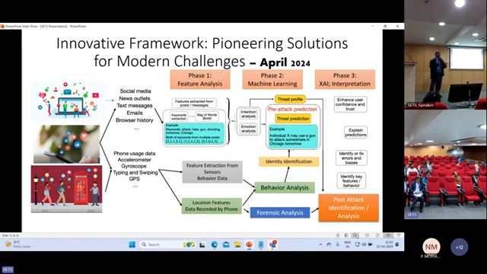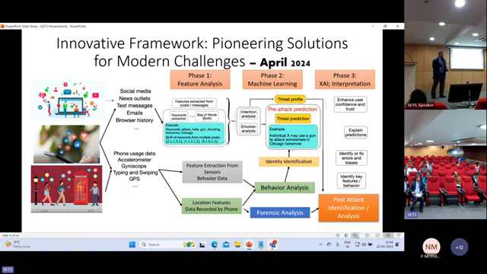So this is our framework. This is the first framework that is available. No other framework is available as of today. This is the first one we proposed on April 24th.